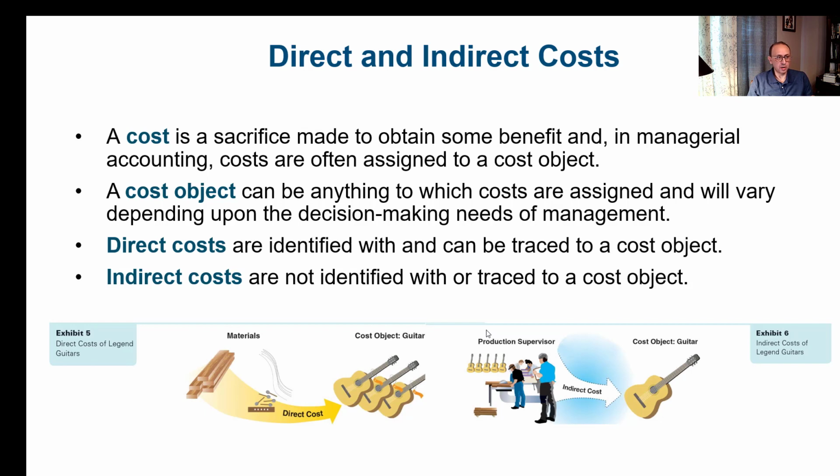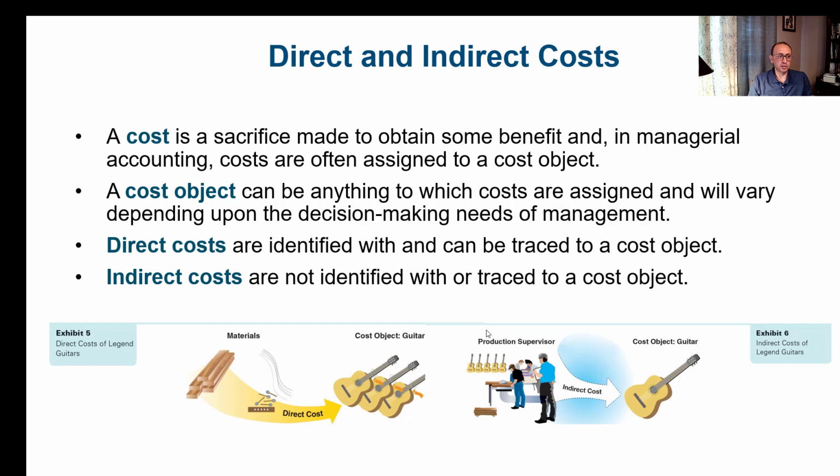A direct cost is identified with and can be traced to a cost object. For example, let's say I'm a manufacturer of wood tables. So the wood used in the manufacturing of the tables is considered to be a direct cost. If you think about the carpenter who's working in manufacturing the table, the hours spent and the amount we pay to that carpenter is considered to be a direct cost, because the more tables we produce, the more hours that carpenter is going to be working in manufacturing the table.